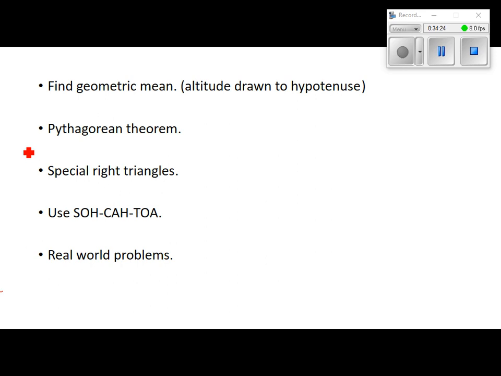Next one. You probably figure out which ones to mark on this. Put anything on there about the geometric mean or altitude to the hypotenuse, the length theorems, and all that stuff. Good deal. Pythagorean theorem, though, pretty important. A squared plus b squared equals c squared. And c has to be the what? Hypotenuse. Hypotenuse across from the right angle.